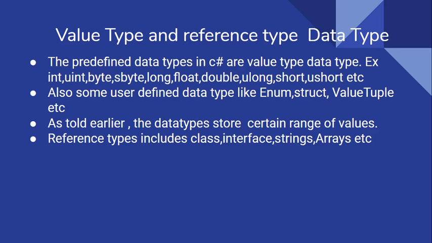But in case of reference type data types, for example, classes, interfaces, strings, and arrays, instead of directly storing the value in that block, the compiler stores the address of that value, the reference of that value. So it is a little bit difficult to retrieve that value. We have to write a few lines of code for that. But in case of value type data, we can directly retrieve the value from that block.